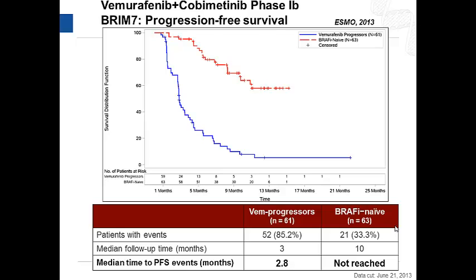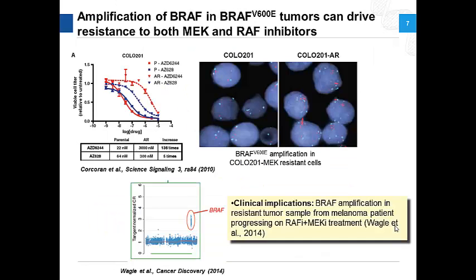suggesting that there's a benefit of treating with the combination early on. Previously, several mechanisms have been shown to drive resistance of tumors to both MEK and RAF inhibitors, and one of those mechanisms is the amplification of BRAF. This has been seen both in cell lines, as has been published previously by Jeff Engelman's group, as well as in patient samples. So upon prolonged treatment of COLO201 cells with MEK inhibitors, the acquisition of resistance to MEK inhibitors is associated with amplification of BRAF V600E, specifically in the MEK-resistant cells.